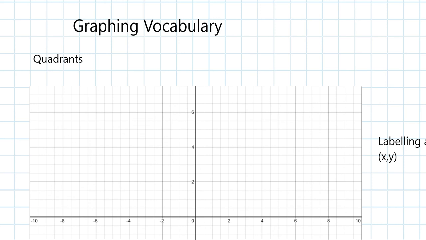Okay, this is just a quick video with some vocabulary terms for graphing. Easier if we're speaking the same language here. So one of the words we're going to need to know is the quadrants.